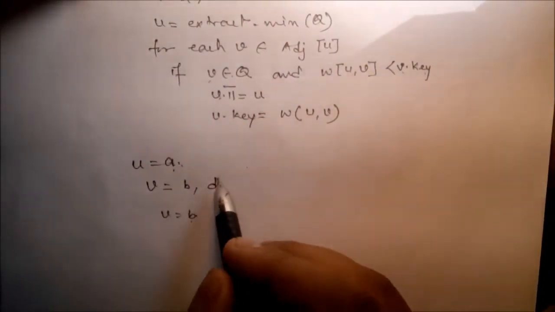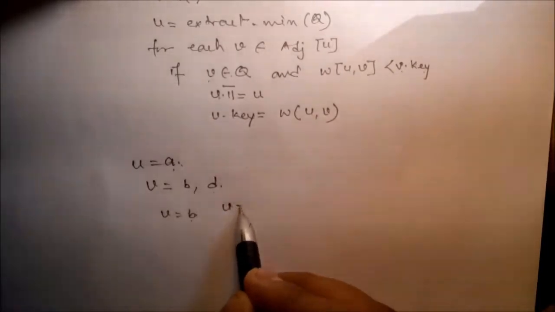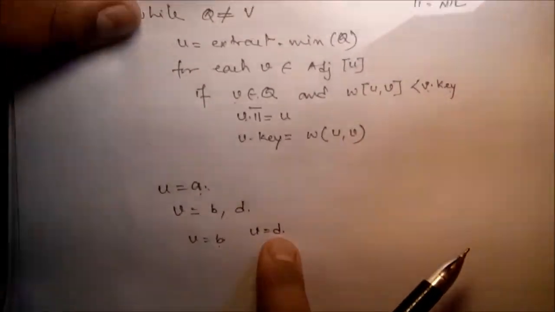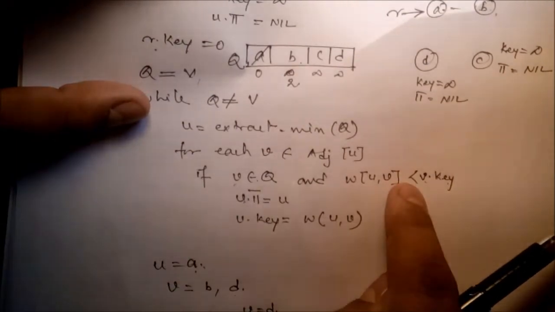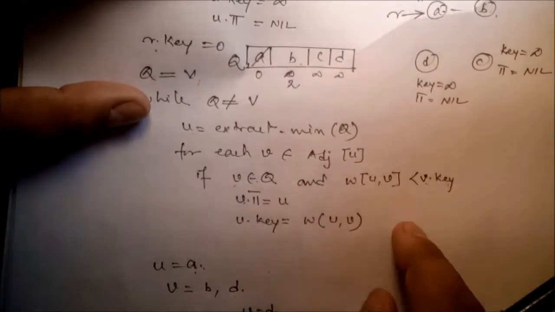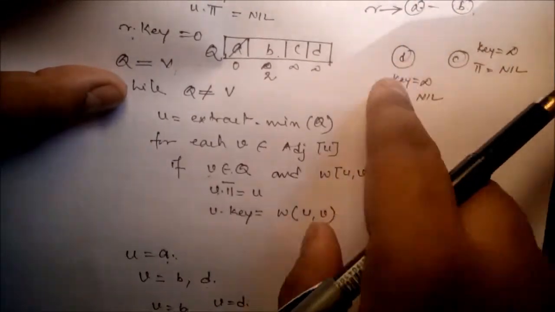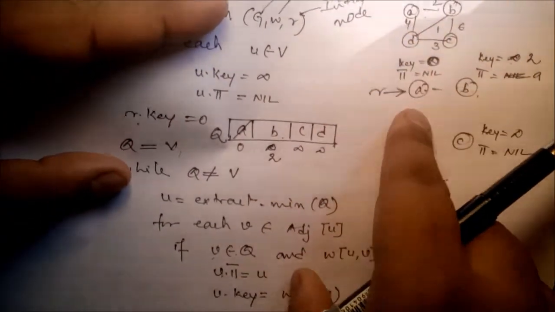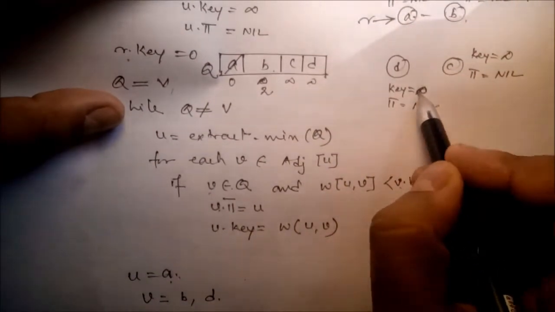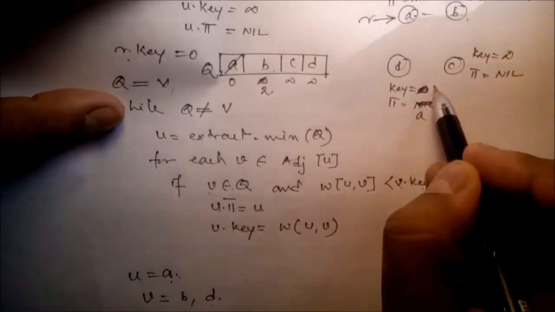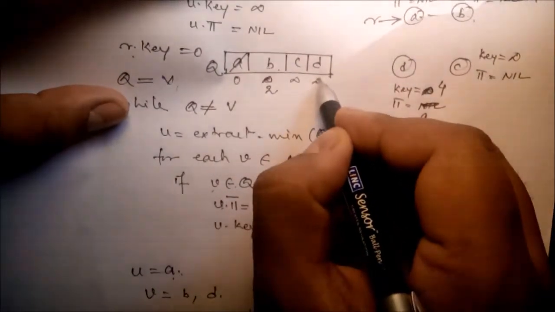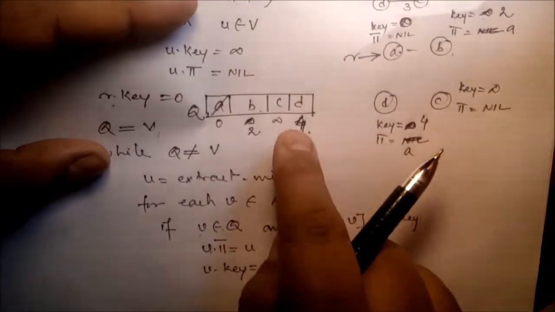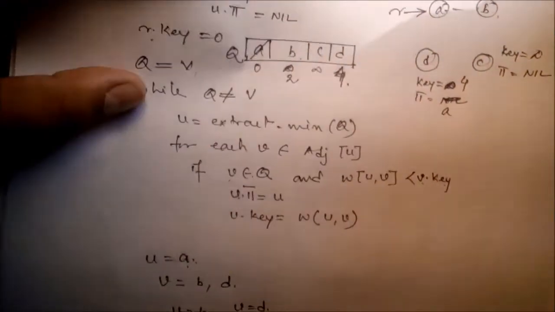Next V is D. Now V is a part of Q. D is a part of Q. Yes, D is a part of Q. And the weight between UV, the weight between A and D, is less than infinite. So between A and D, it is 4. Obviously it is less. So update this one. Now the parent will be A and the weight will be 4. So here D should be 4. We have to update it.